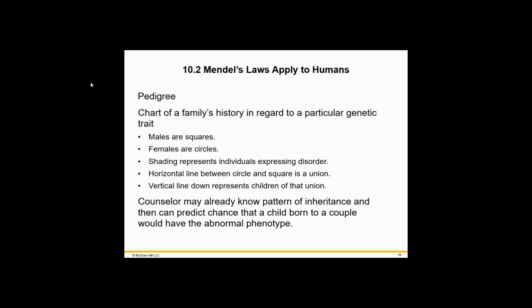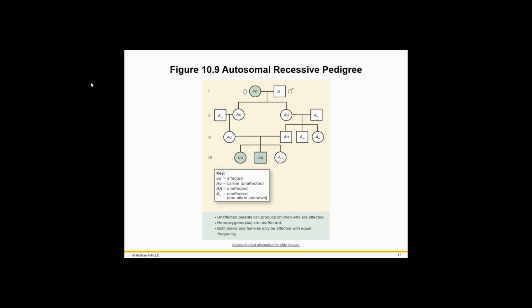Mendel's laws apply to genetic counseling, because genetic counselors may already know that there's a pattern of inheritance, and then they can predict the chance that a child born to a certain couple would have either an abnormal or a normal phenotype. So with autosomal recessive disorders, a child can be affected when neither parent is affected. Heterozygous parents are going to be the carriers. Parents can also be tested before having children.